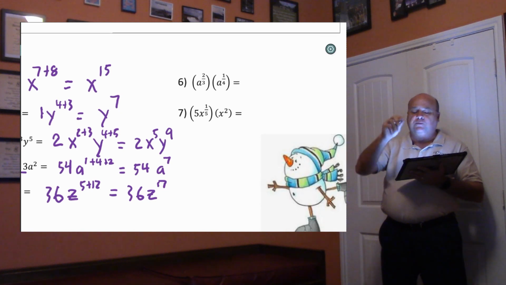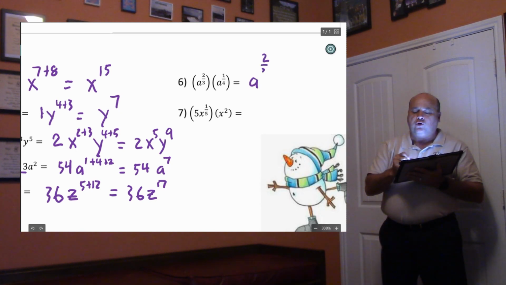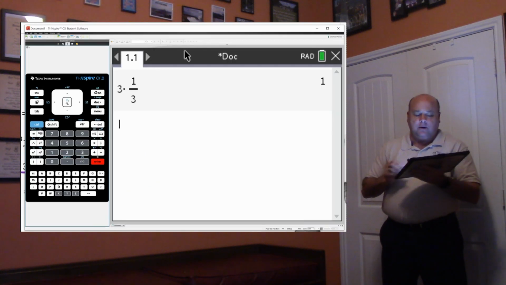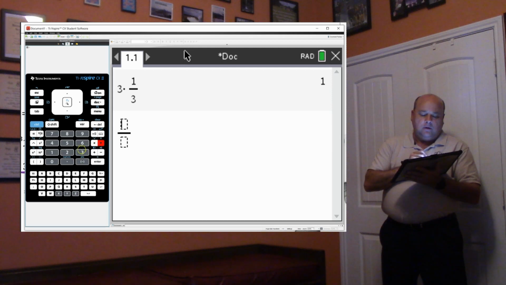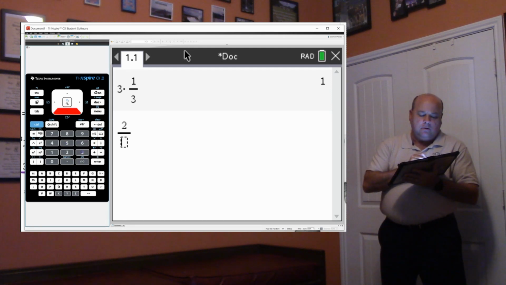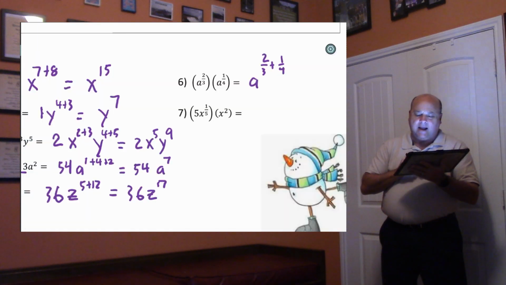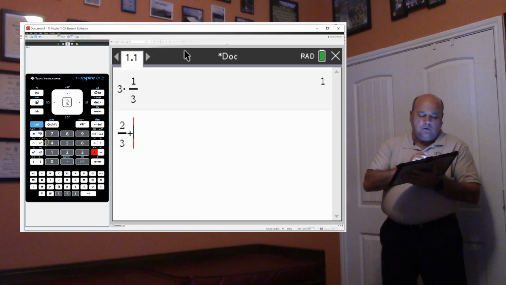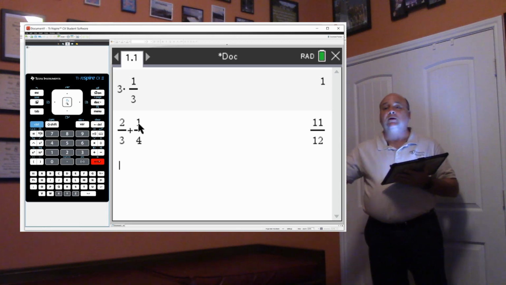I don't have any numbers. My letter is A, and I need to do 2 over 3 plus 1 over 4. You have a calculator. So get the calculator, control divide, 2 down 3, hit the right arrow button, and we're going to add 1/4. So plus, control divide, and then 1 down 4, hit the right arrow button, I'm going to hit enter. 2/3 plus 1/4 is 11/12.